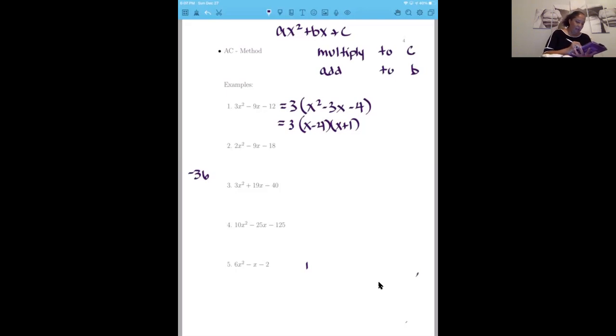So let's see, what numbers do that? And sometimes what I like to do is make a factor tree, 3, 3. So let's see. A 6 and a 6 is not going to work because that adds to be 9. But what about 12 and 3?